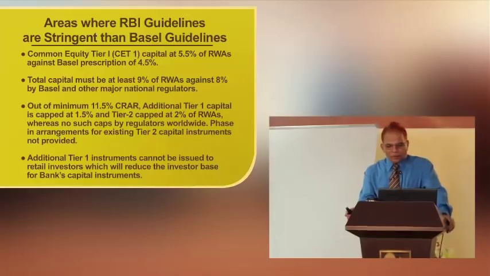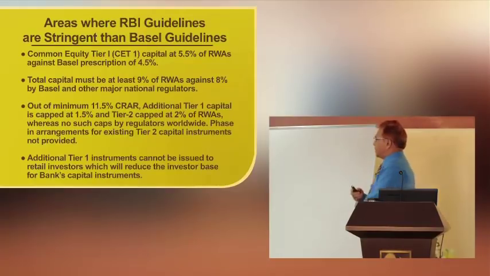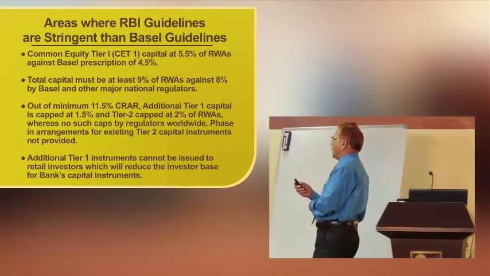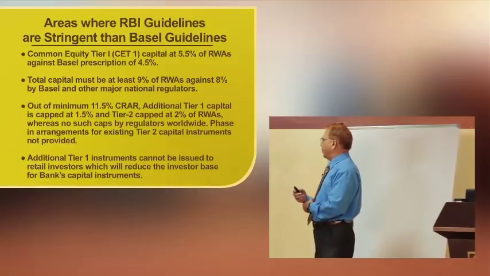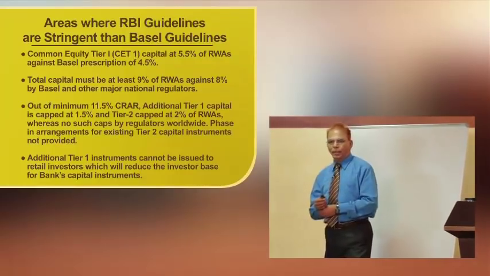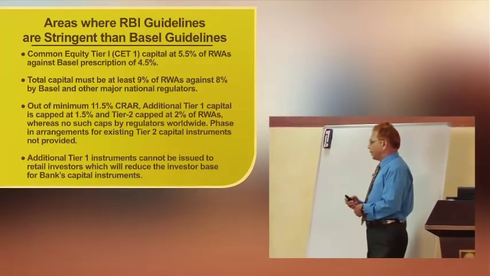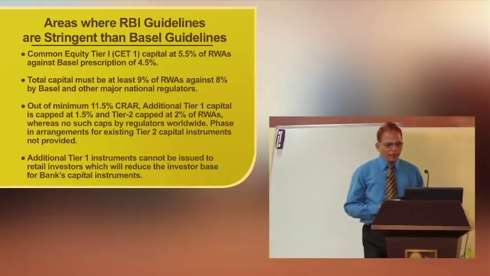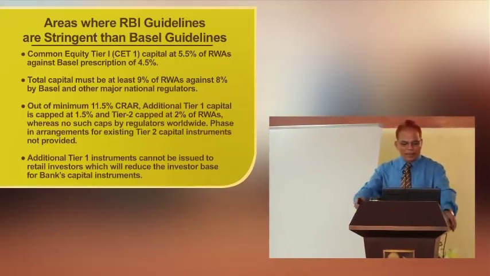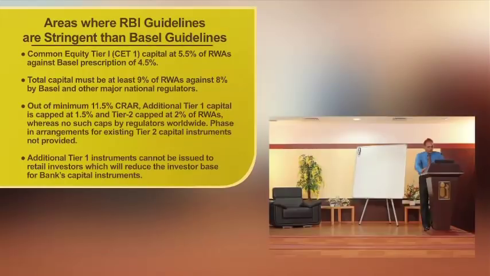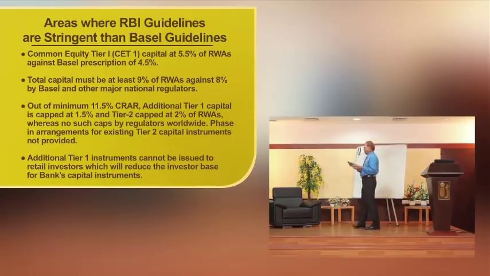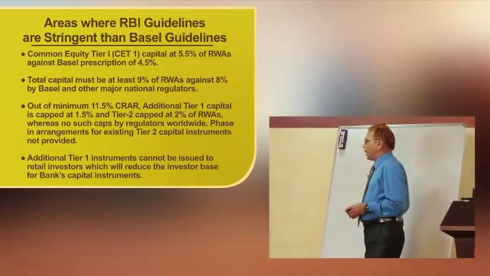Another important part is the restriction on Tier 2, which has been capped at 2% of the risk weights, whereas there are no such caps worldwide. And another restriction which the RBI regulation has is that additional Tier 1 instruments cannot be issued to retail investors, which will reduce the investor base for banks' capital instruments. So basically, this is another challenge when you cannot issue it to retail investors. So it has to be through a private placement.